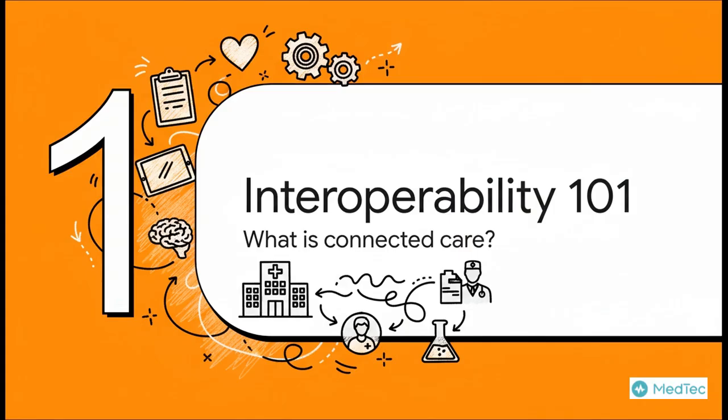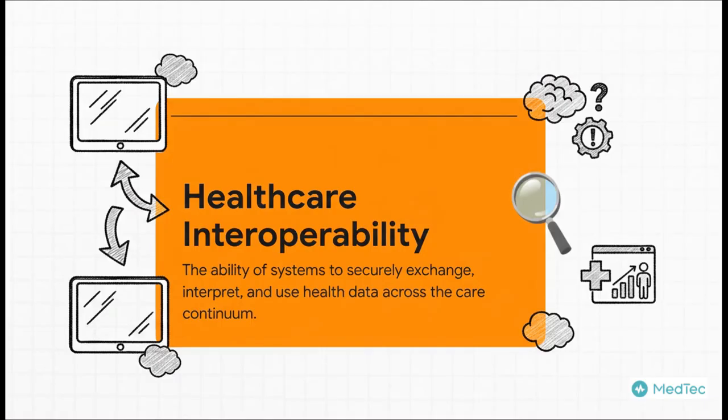Let's break it down. The really important thing to notice here are those three key actions: exchange, interpret, and use. It's just not enough for one system to shoot data over to another. For this to actually work, the system on the other end has to be able to understand that data and then use it in a meaningful way to take care of a patient.